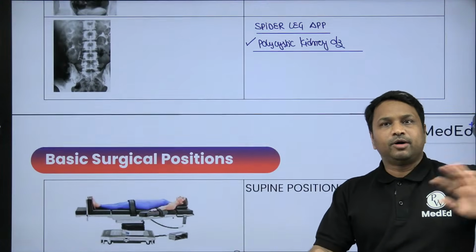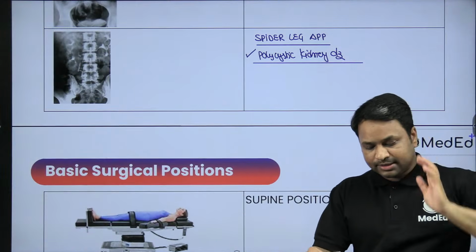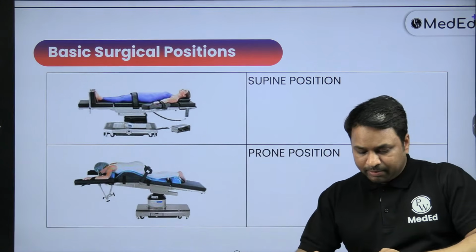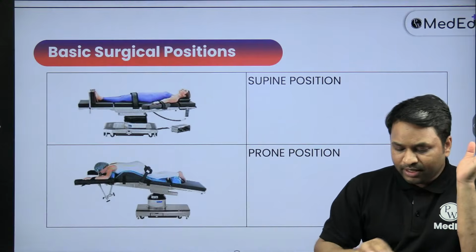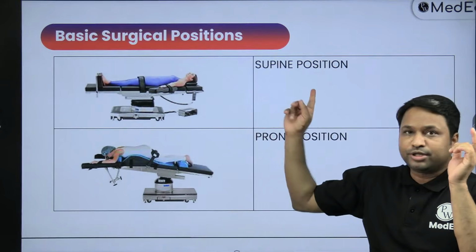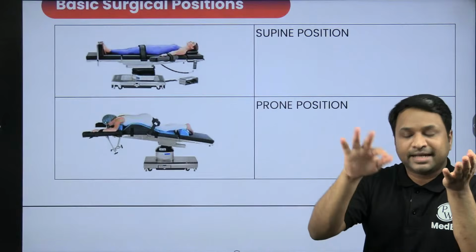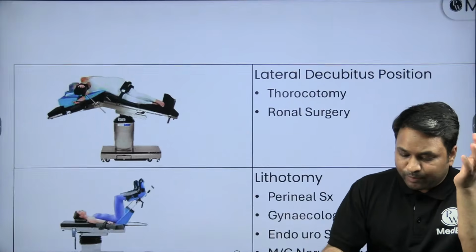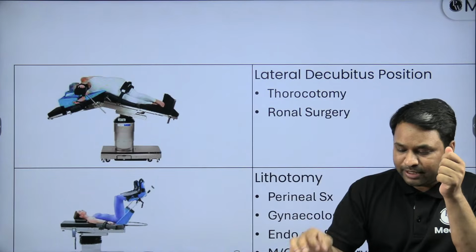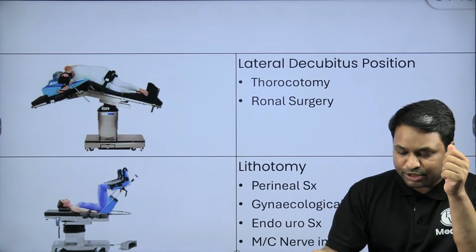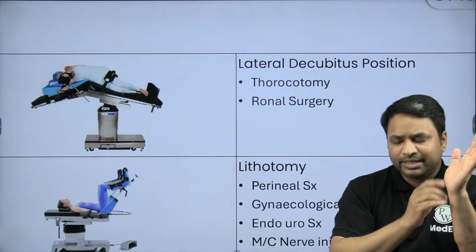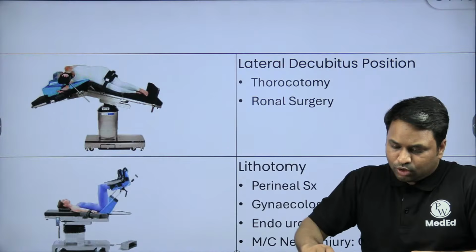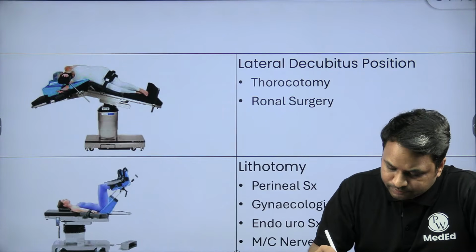Now this is about your entire urogenital system. Now basic surgical positions, your AIIMS or your INI people love to ask you the generalized component. If the patient is put down in a straight position, it is called supine. If the head is down and the entire body is faced like this, it is called prone position. Now, if I put the patient lateral and then split the table, this is called lateral decubitus position, usually used for your thoracotomies and renal surgeries.